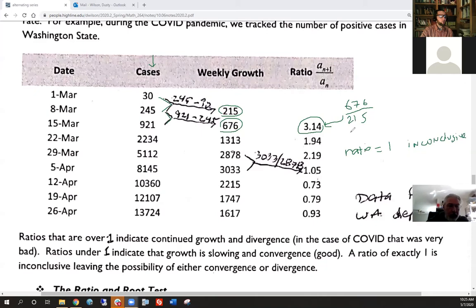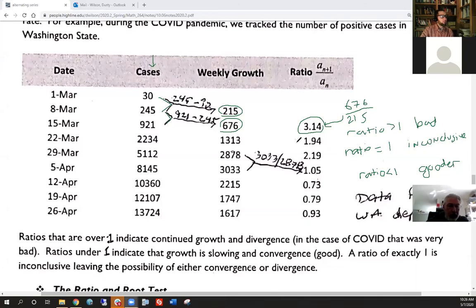When the ratio is bigger than 1, this is bad. And when the ratio is less than 1, well, it's good, or at least in this case, it's gooder, right? I don't know if gooder is a real word, but for our purposes, it is.